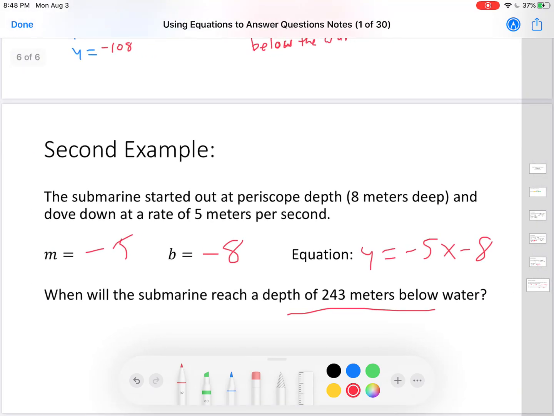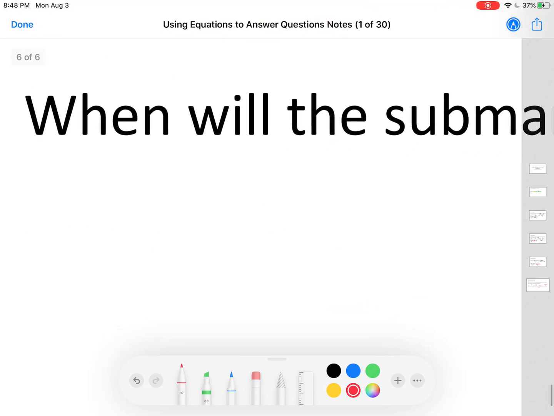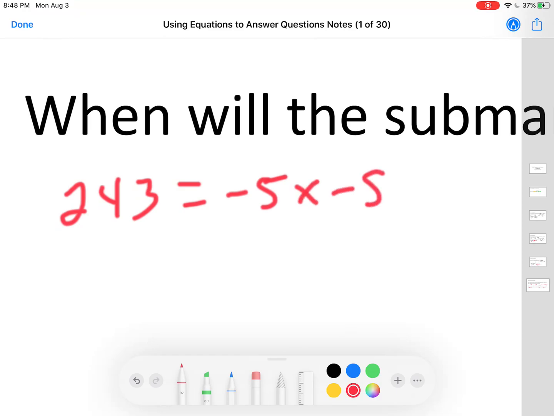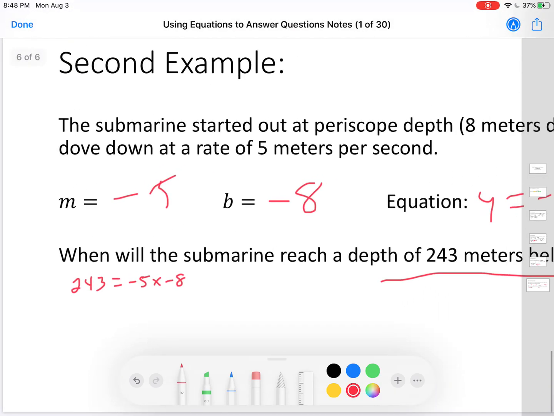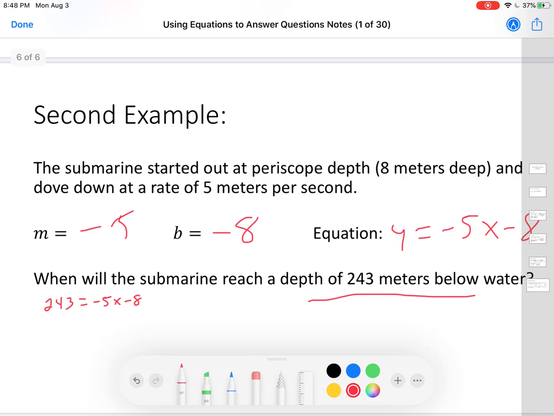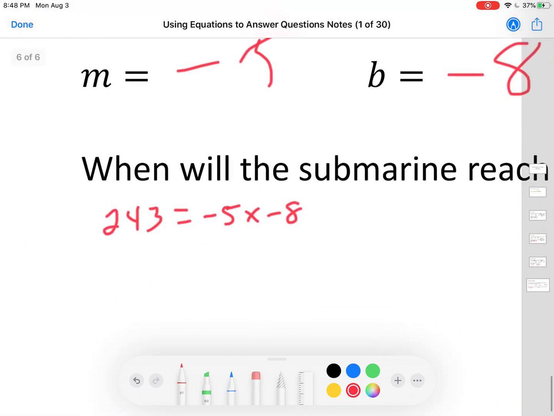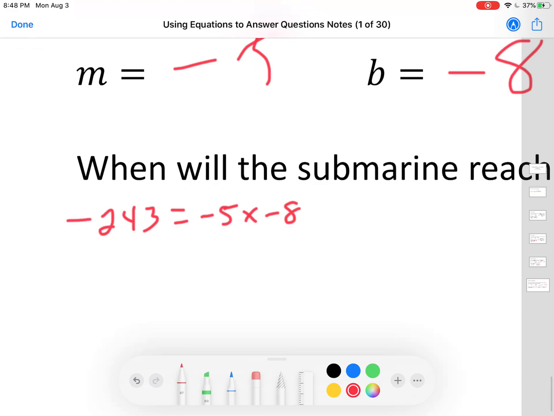Well, that means y is going to be 243 this time. So we'll write it as 243 equals -5x minus 8. But just a moment. If it's 243 meters below, that won't be positive. It will be -243 equals -5x minus 8. Okay.